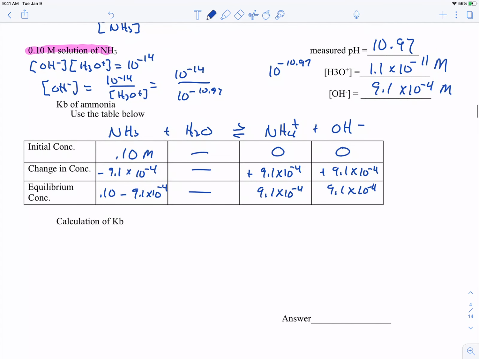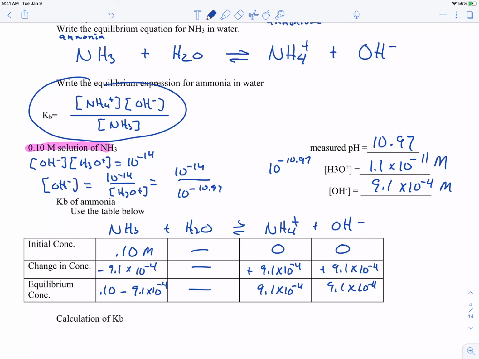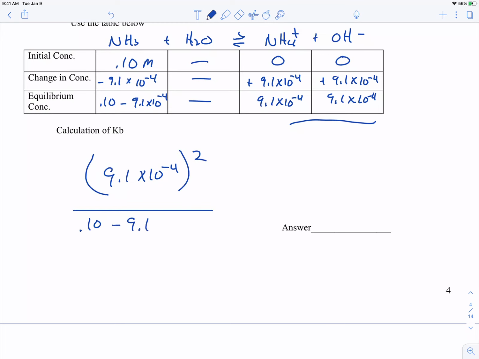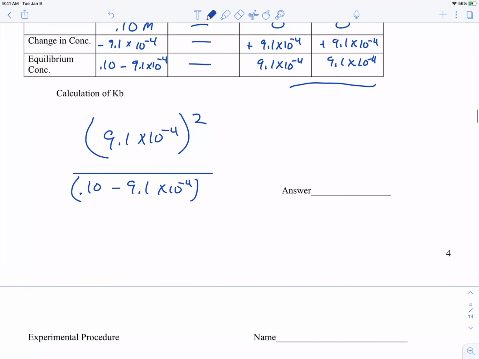Okay, we've already got our expression, so I'm not going to copy that, but these are the same, so we'll square them. And we get 8.3 times 10 to the minus 6. That's the experimental Kb of ammonia.